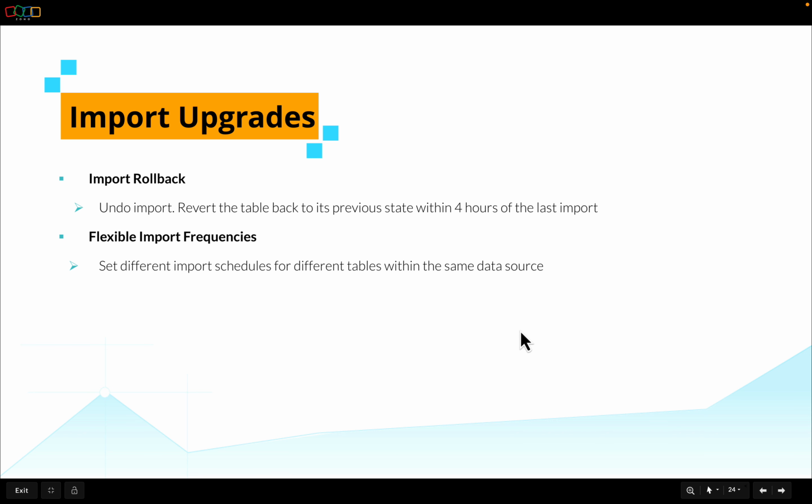Now you can set multiple frequencies for different tables within the same data source. Let's say your incident ticket data needs to be synced every hour, but your CMDB needs updates only once a day. No problem. Analytics Plus lets you tailor sync intervals based on the freshness needs of each dataset.